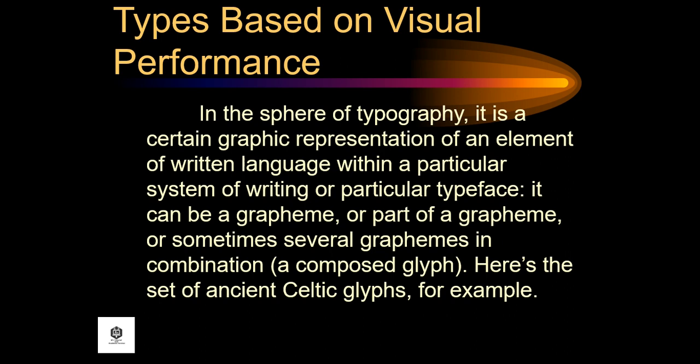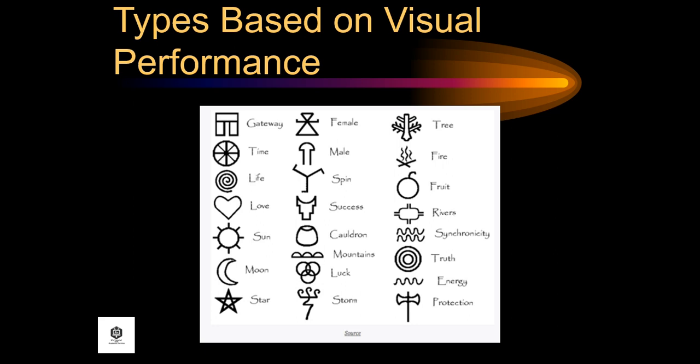Here's the extent of ancient Celtic glyphs, for example. Sample of the glyph of gateway, time, life, love, sun, moon, star, female, male, spin, success, cauldron, mountains, luck, storm, tree, fire, fruit, rivers, synchronicity, truth, energy, and protection.